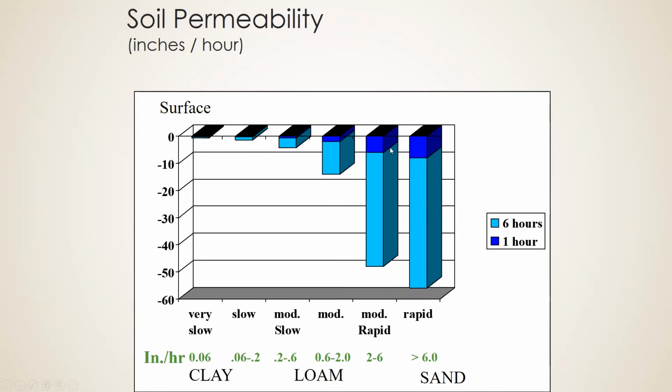As we move down the spectrum here, we see that sand is rapidly draining, and within 6 hours, it's infiltrated a lot more deeply into the soil profile. So we want a combination, somewhere in the middle. This loam is where we have a good mixture of water holding capacity and drainage, which is what we're going for with our soils.